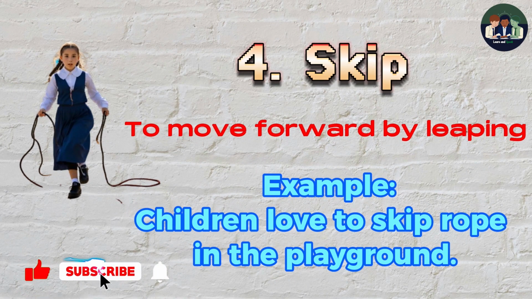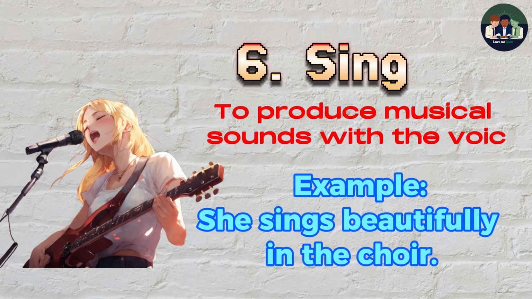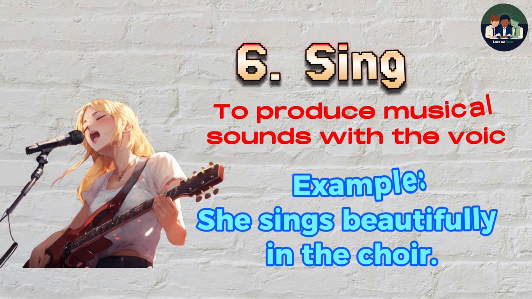4. Skip: to move forward by leaping. Example: Children love to skip rope in the playground. 5. Dance: to move rhythmically to music. Example: They danced all night at the party. 6. Sing: to produce musical sounds with the voice. Example: She sings beautifully in the choir.